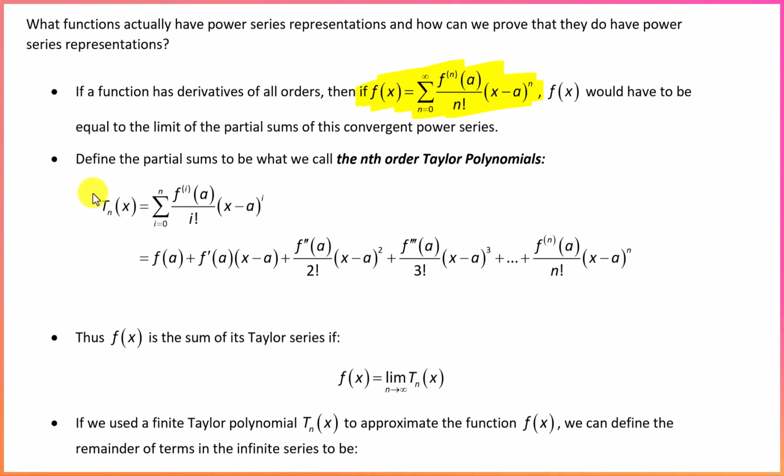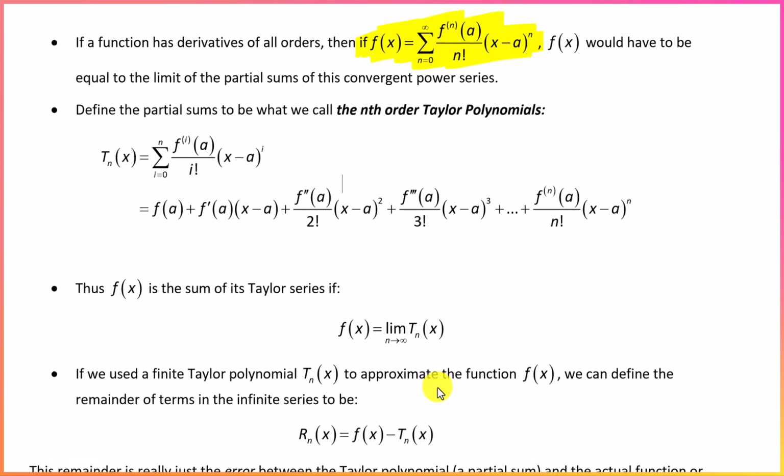So what's the partial sum? Well, we call the nth order Taylor polynomial, by definition, the partial sum, the first n terms in the power series representation. So it would be a finite series with n terms that goes out to the nth term. And therefore, the function is the sum of its Taylor series as long as the function is equal to the limit of this Taylor series as n goes to infinity. So as we add more and more terms, if the function is equal to the limit of that Taylor polynomial, then we would say that it has a power series representation.